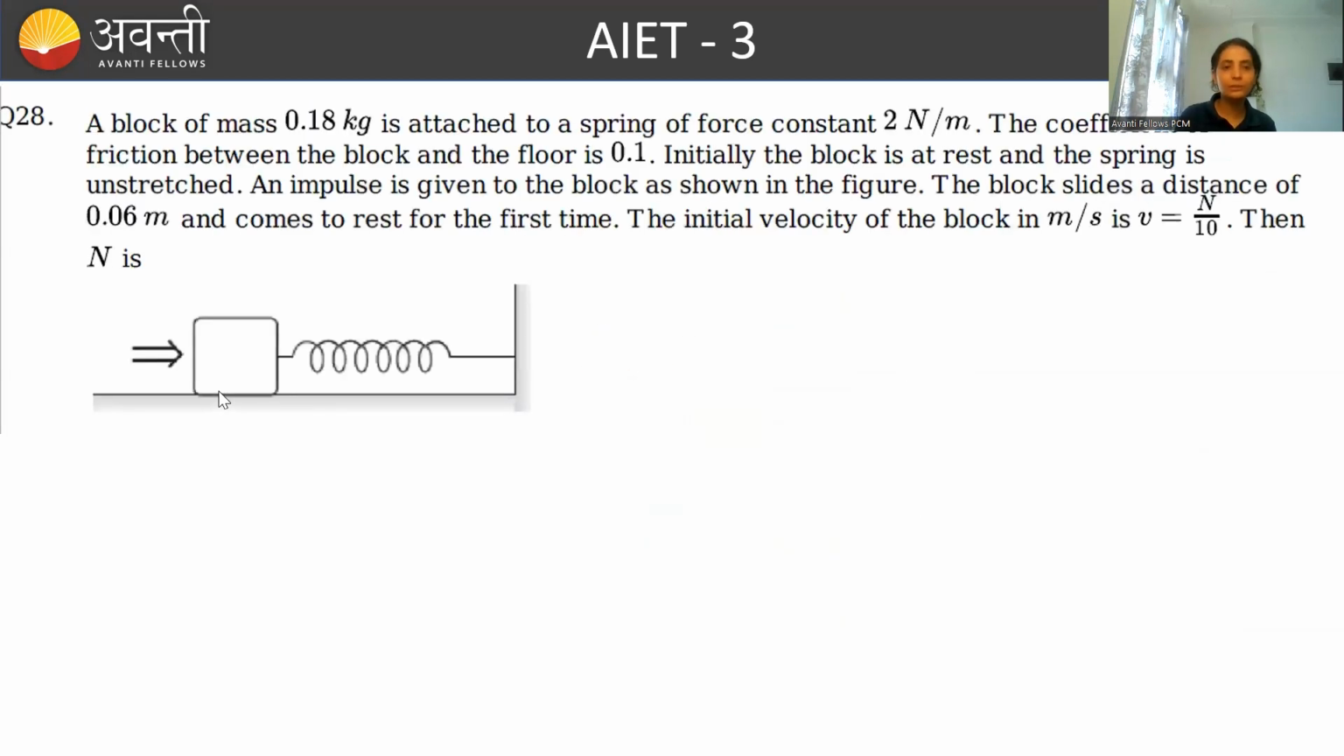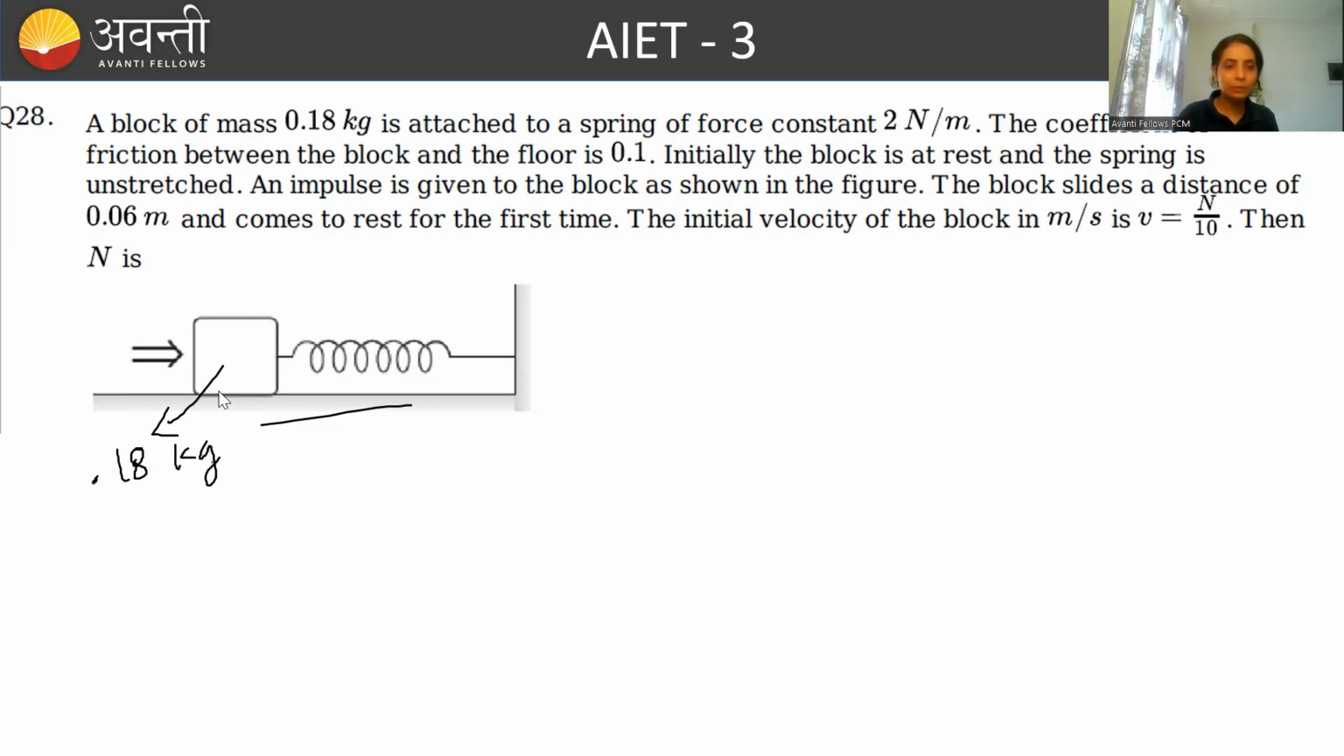Now let's do this question. Let's first read it carefully and after that let's solve. So the question is, there is a block of mass 0.18 kg. Its mass is given as 0.18 kg.